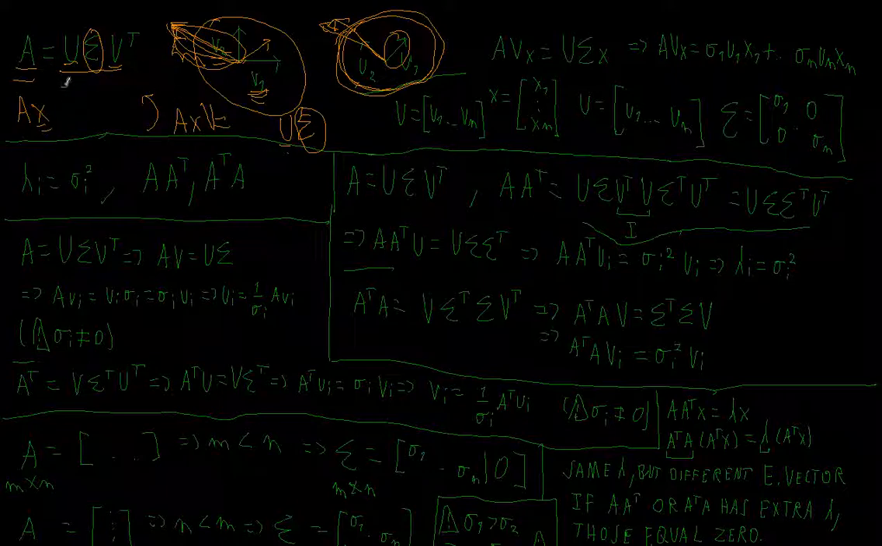And so, I said that A times V is equal to U sigma. If we know that U and V are orthonormal, they need to be orthonormal to be a basis.